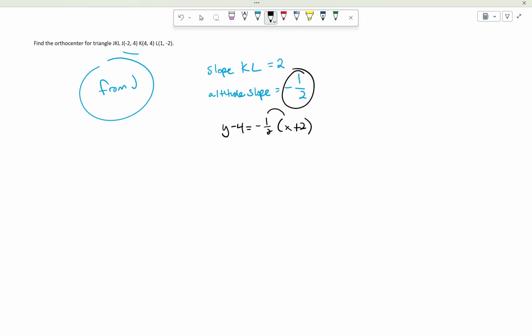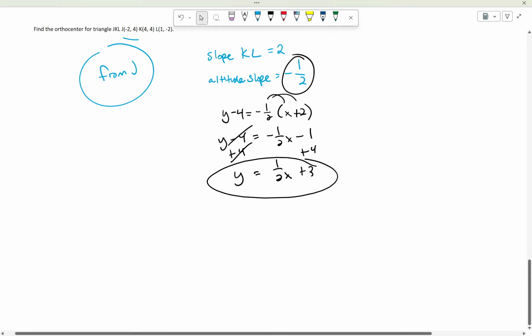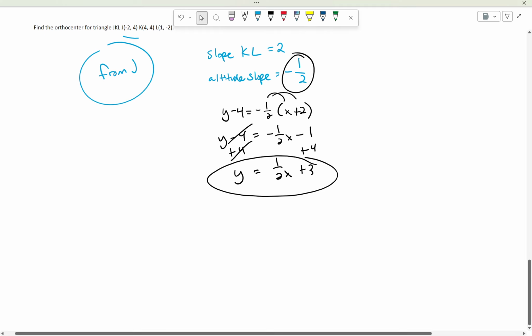So then I'm going to distribute. I have Y minus 4 is equal to -1/2 X. -1/2 times +2 is -1. I'm going to add 4 to both sides. So Y is going to be equal to -1/2 X. -1 plus 4 is +3. That's one equation. So that's the equation from the altitude line that goes from J.